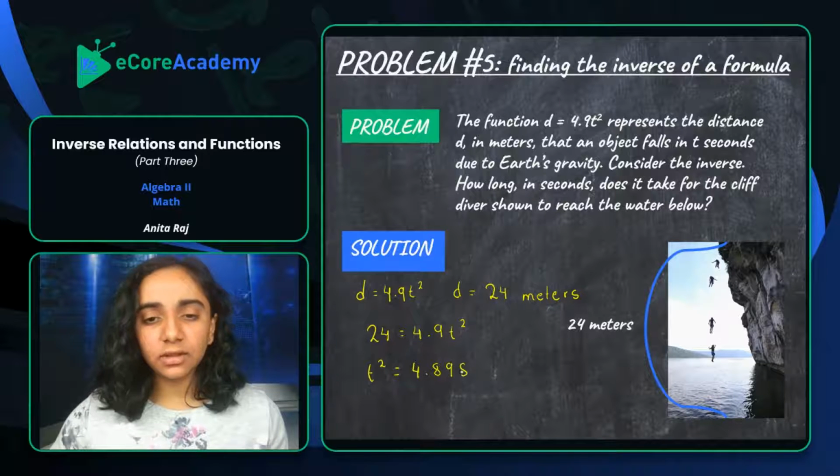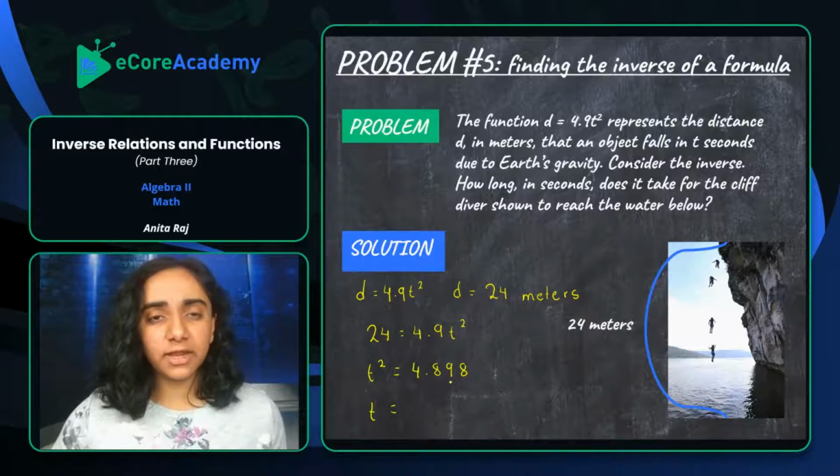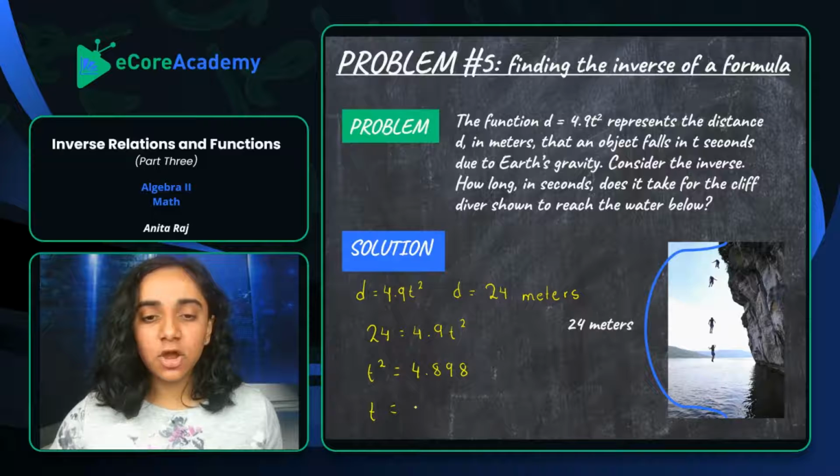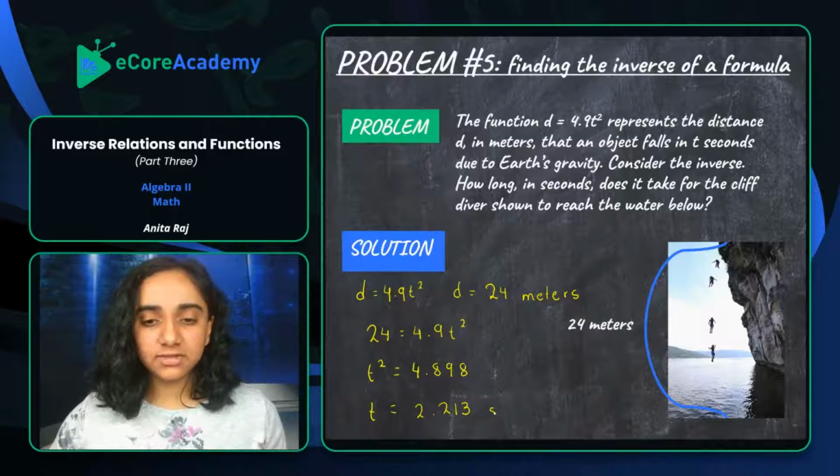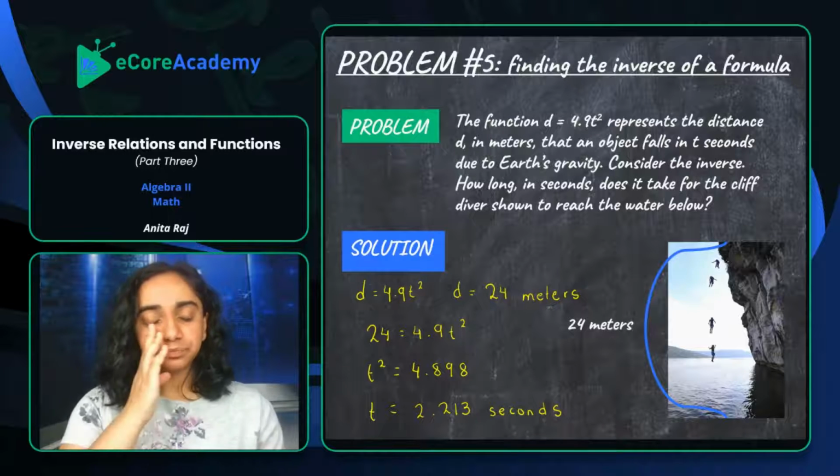4.898. Now all that's left is square rooting both of the sides. So the square root of t squared is just t, and the square root of 4.898, if you plug that into the calculator, will be 2.213. So 2.213 seconds is your answer. Seconds. So that's your answer.